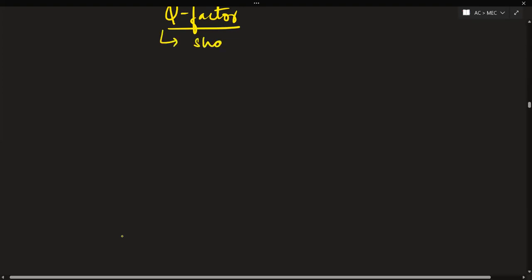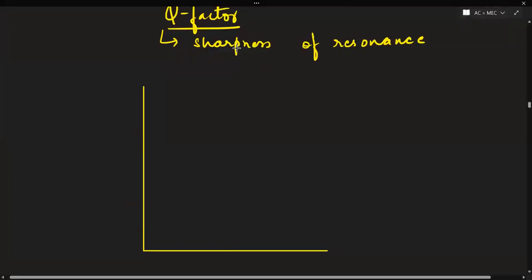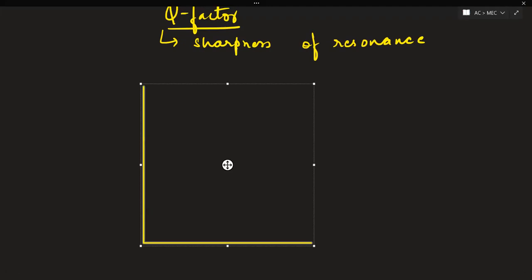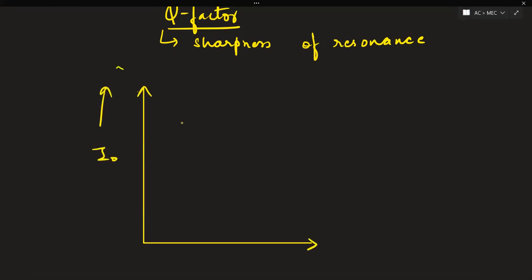See, the Q factor basically measures the sharpness of resonance. So let me show you a graph first. This shows the peak values of current on the y-axis. On the x-axis, I have the values of angular frequency.